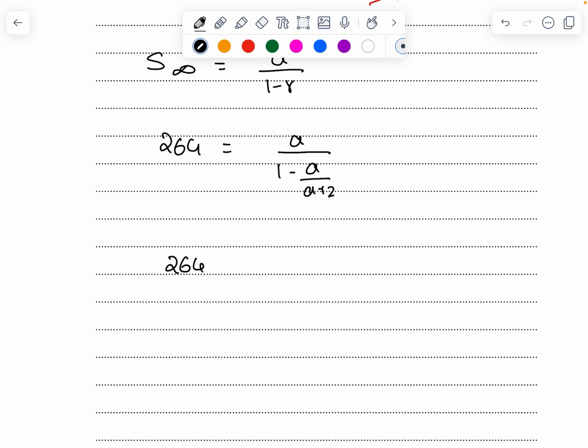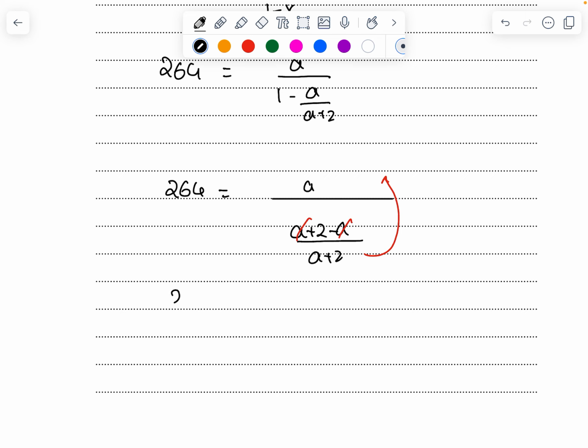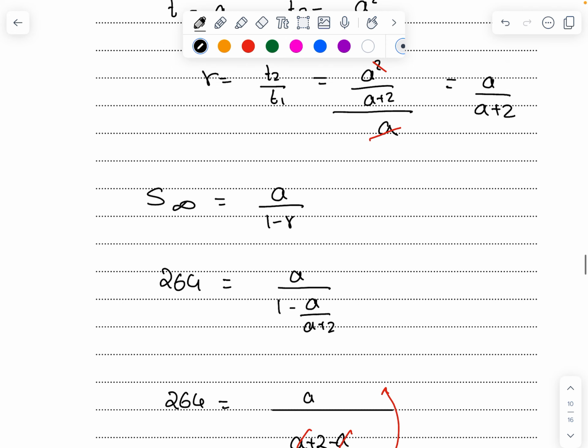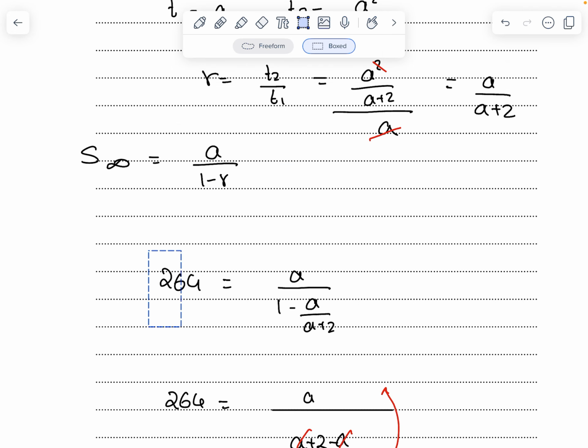So 264 equals a upon a plus 2. A plus 2 minus a, and a gets cancelled, this a plus 2 goes up, so it becomes 264 equals a times a plus 2 upon a. So cross multiplication, let me write it out in one space, small less space.